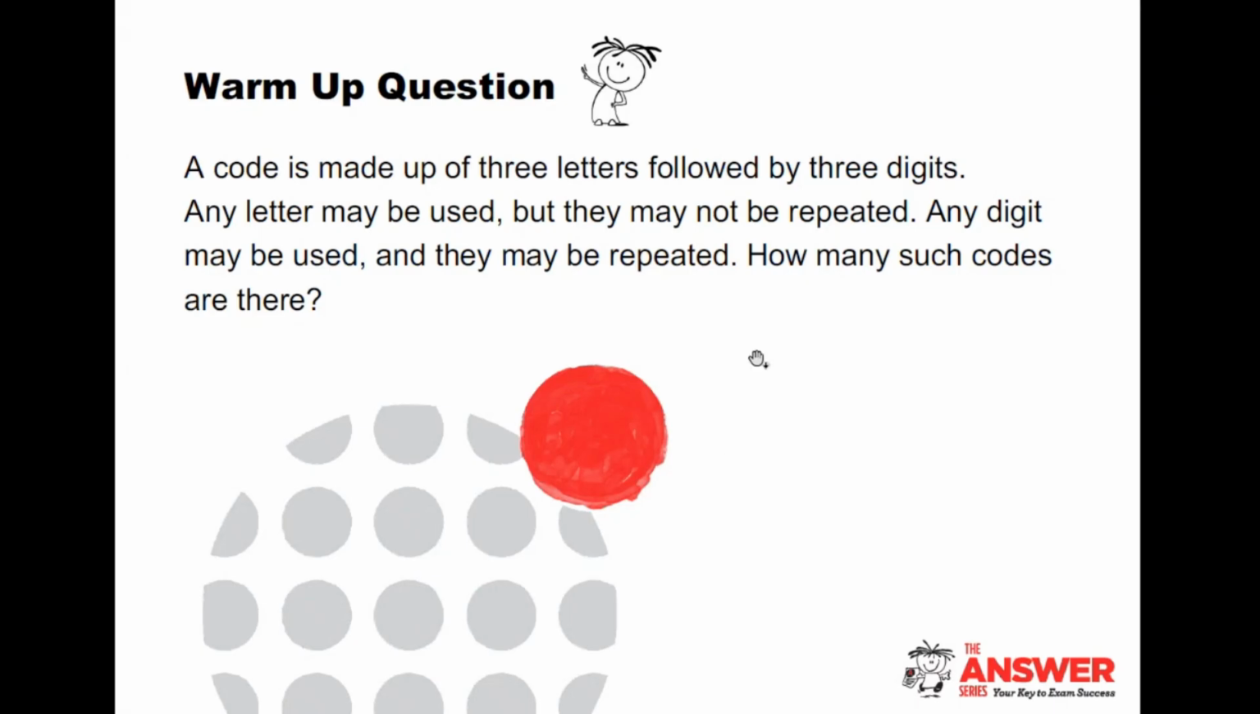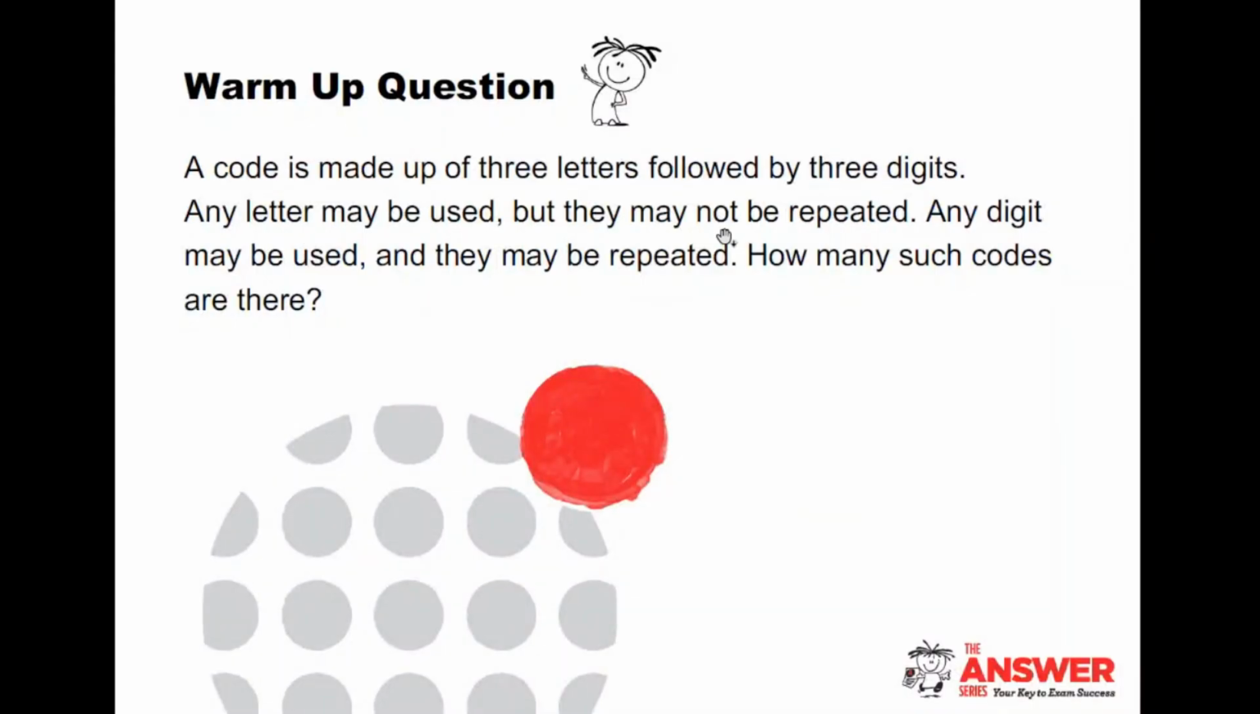So, how many slots do we need? We've got 3 letters followed by 3 digits, so we need 6 slots. Any letter may be used. Another thing that you need to make sure your learners know is that there are 26 letters in the alphabet. So any letter may be used. So how many can be in the first slot?